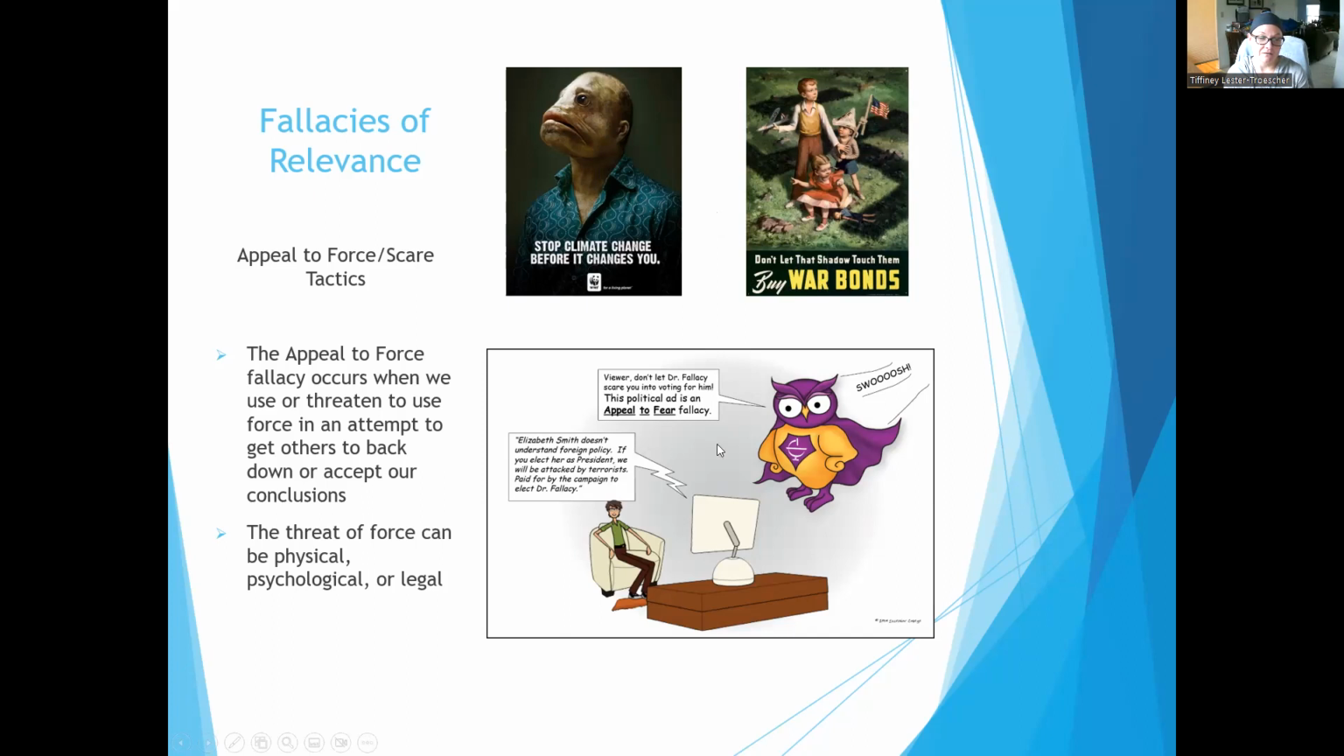Or Elizabeth Smith doesn't understand foreign policy. If you elect her as president, we will be attacked by terrorists, paid for by the campaign to elect Dr. Fallacy. And then our hero comes in and says, viewer, don't let Dr. Fallacy scare you into voting for him. This political ad is an appeal to fear fallacy. Again, these are everywhere. Fear, oh my goodness. It's out there more than physical and legal threat are. Psychological fear is the most commonly used appeal to force fallacy.